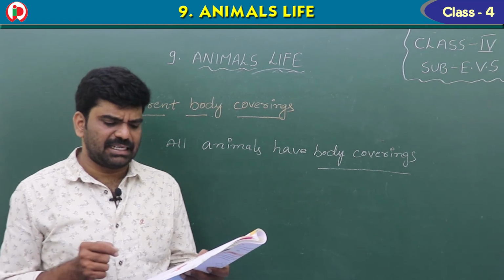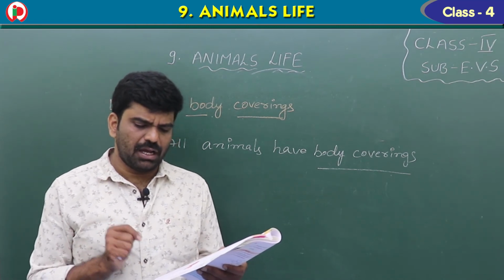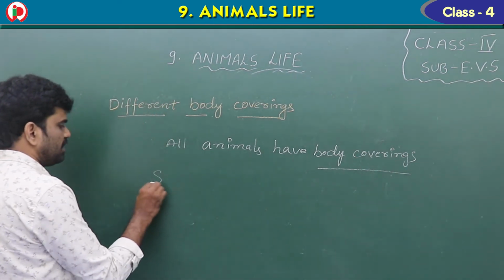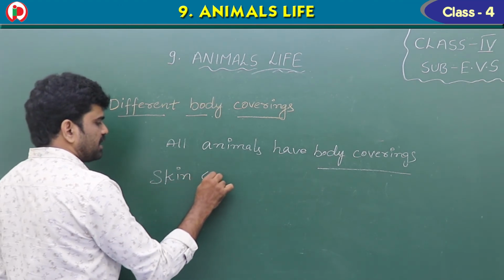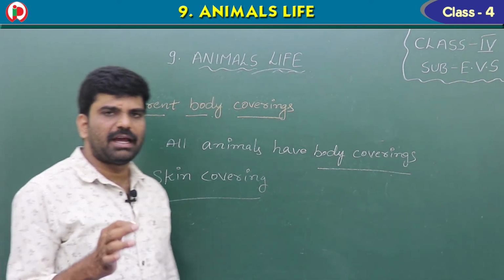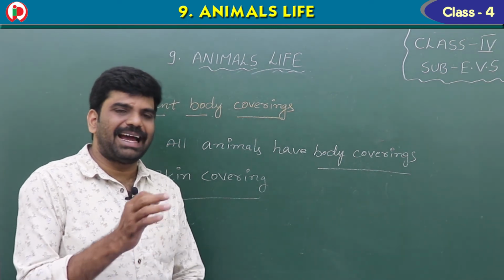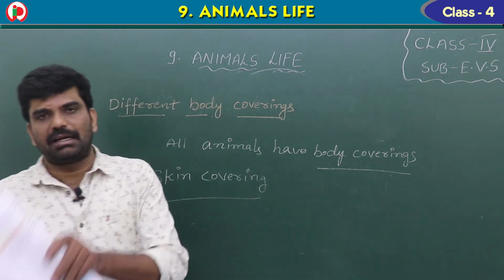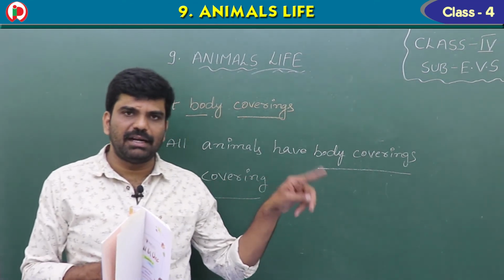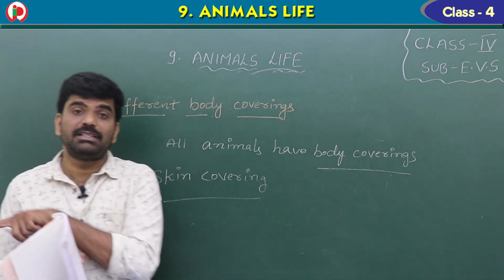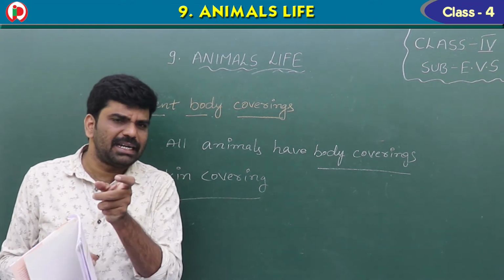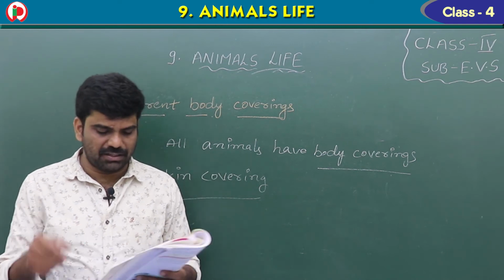One of the main characteristics used to distinguish one class of animals from another is skin covering. This is very important, children. The body covering is called skin covering. By skin covering we can identify one class of animals from another class. For example, if you see the skin covering of a dog, you can identify this is a dog. The skin covering of a zebra is different. So skin covering is used to identify different types of animals.